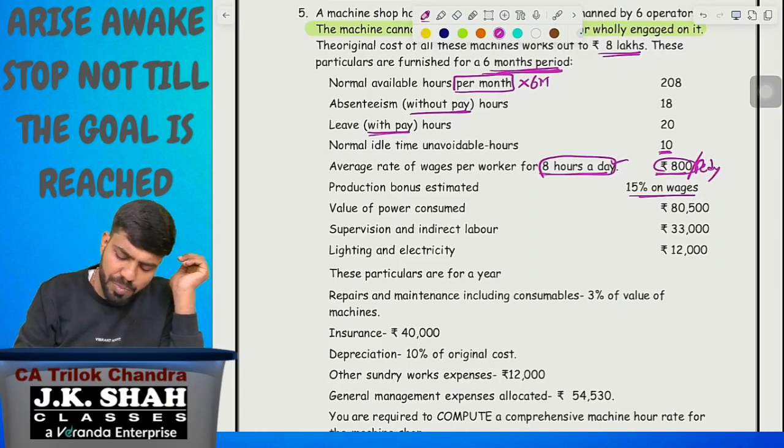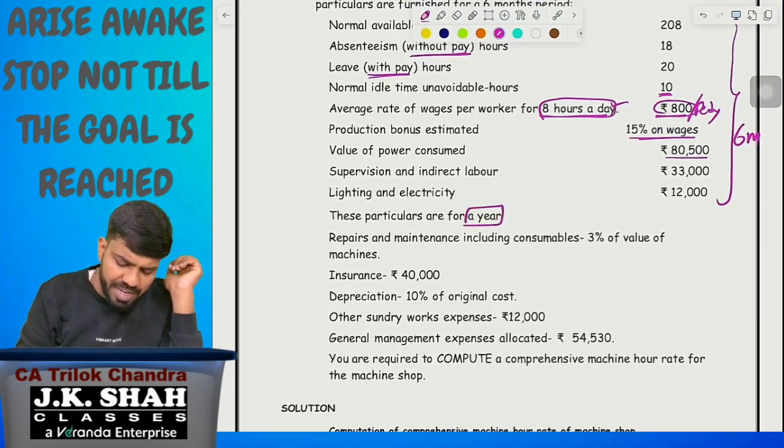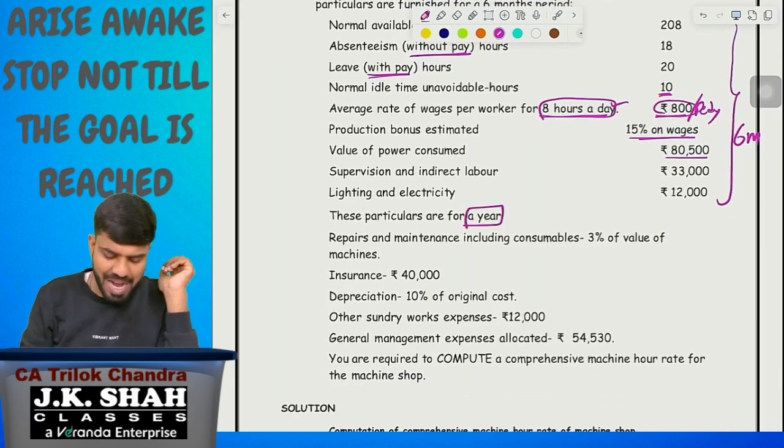Value of power consumed 80,500. Supervision and indirect labor 33,000. Lighting and electricity 12,000. This entire information is for the 6 months time. These particulars are for a year. So the below information is per annum.